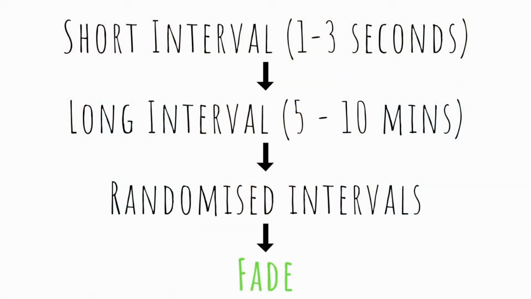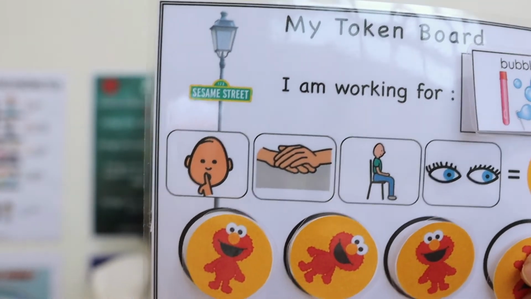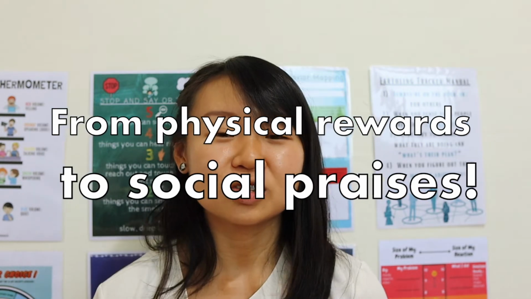Lastly is to fade. Yes, you heard that right, to fade, because we do not want the child to rely solely on rewards to be able to perform the behaviors as seen above, but to have an intrinsic motivation. So we want to fade from maybe physical rewards to social praises.